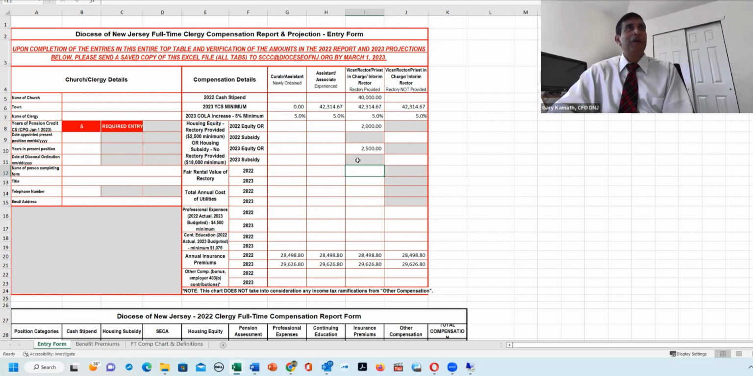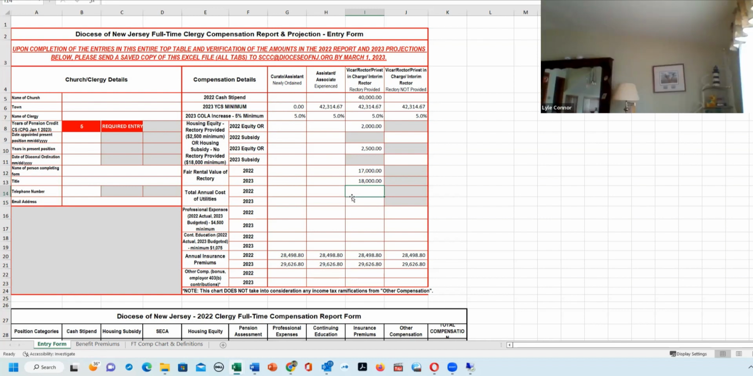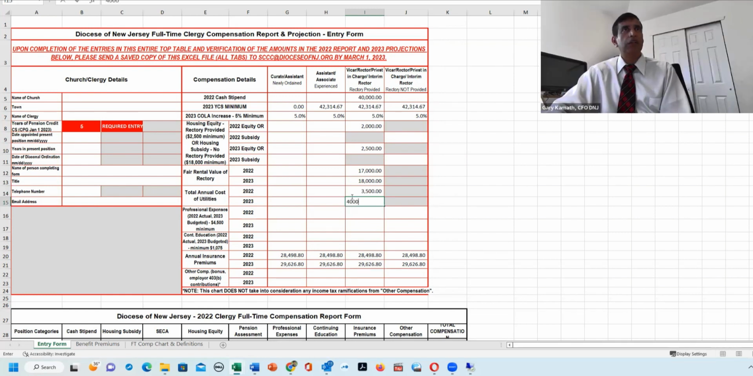Sorry. So here the fair rental value would be, say, we'll put in 17,000 for 2022, and we'll put in 18,000 for 2023. And then utility cost 3,500, and we'll put in about 44.